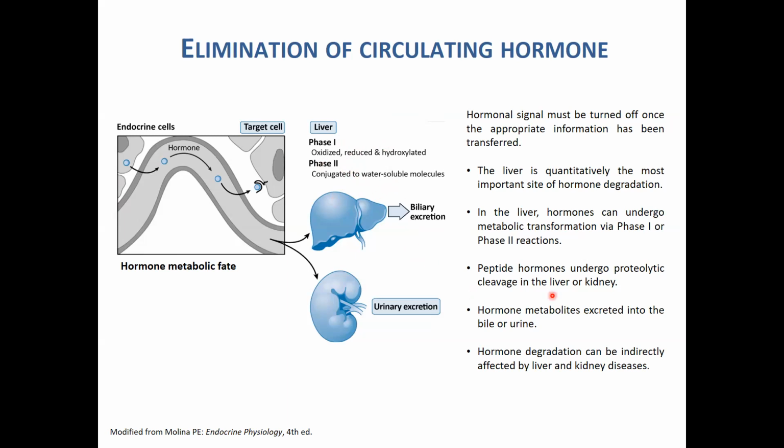So these things can also undergo excretion in the kidney. So those hormone metabolites are predominantly excreted in either the bile or the urine. Right? And because these two organs are the most important for hormone degradation, if you have liver disease or kidney disease, this can affect the degradation of these hormones in some cases.